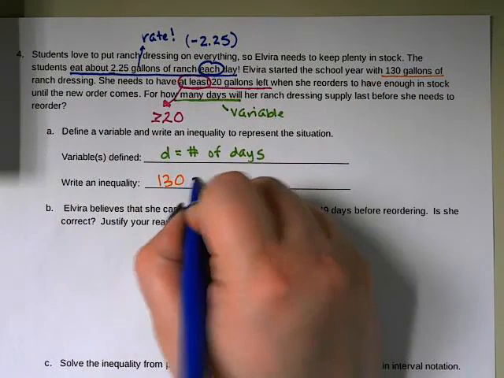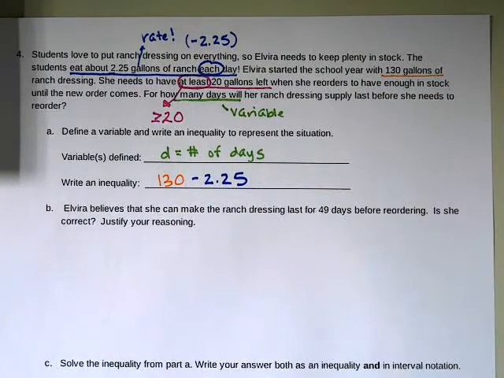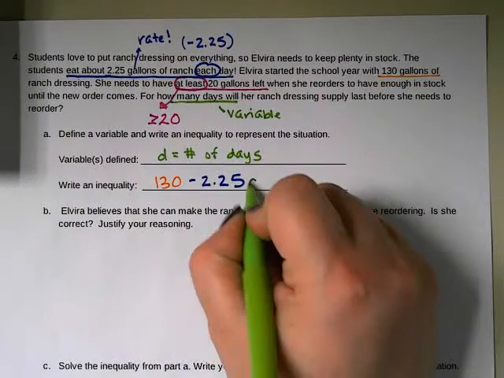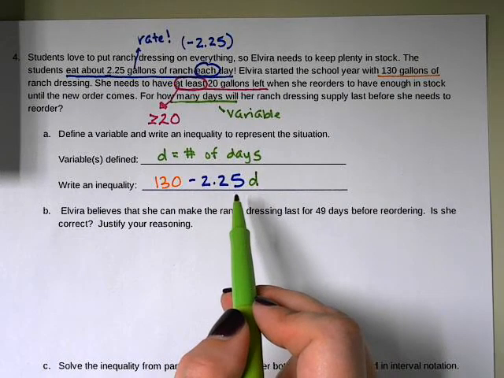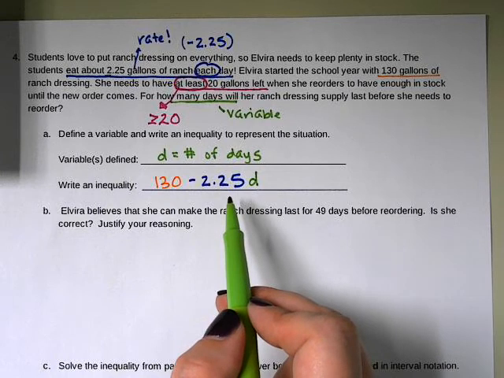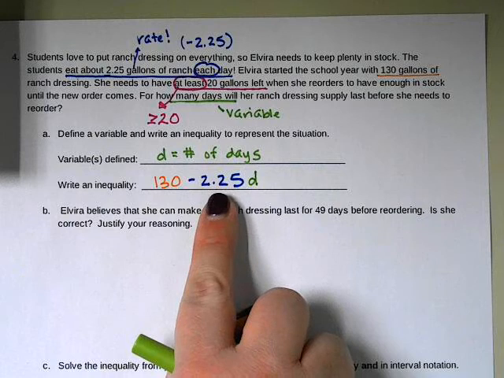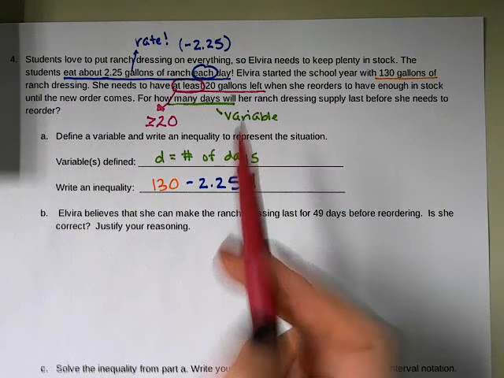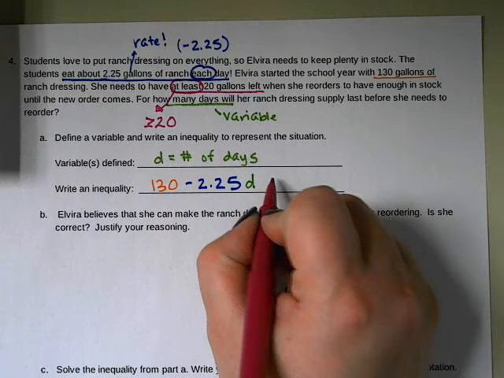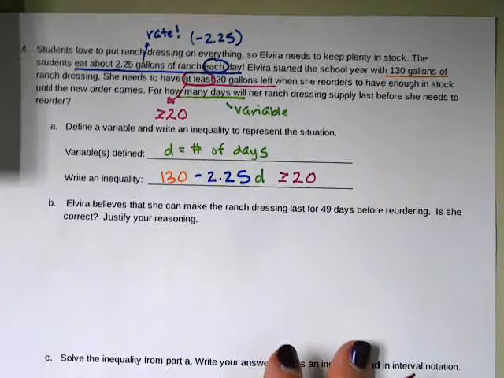Students are going to eat, so take away 2.25 gallons of ranch each day. That's where our variable comes in. So this expression here, without anything else, is going to tell me how much ranch dressing Elvira has left. She started with 130. We're subtracting 2.25 each day. So then we need to have at least 20 gallons left. So that's our greater than or equal to 20.